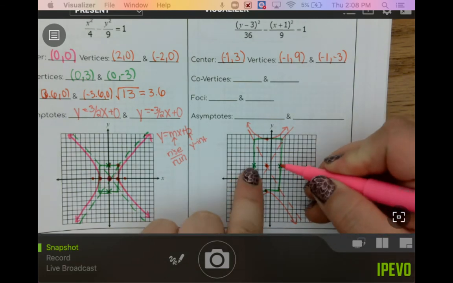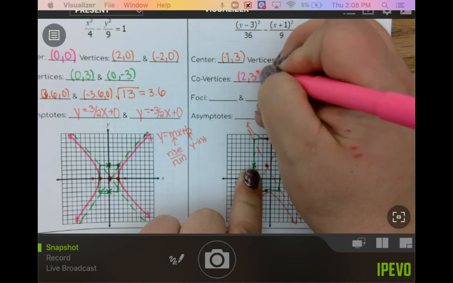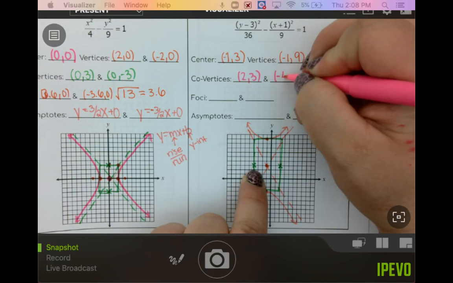These co-vertices are right 2, up 3, so 2, 3, and the left 4, up 3, negative 4, 3.